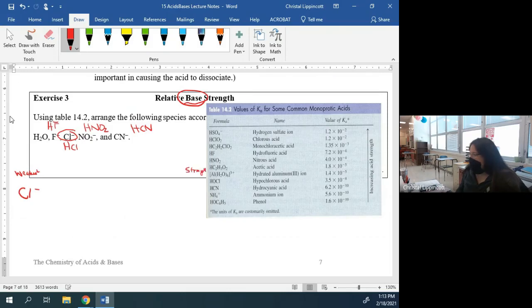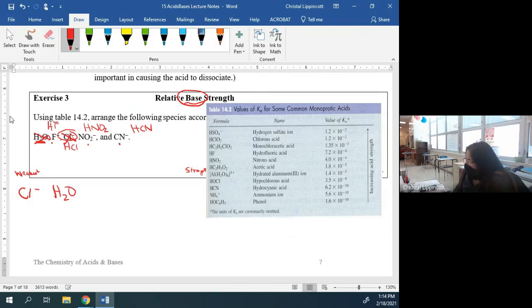Now, what do we know about water? It's neutral, right? Water's right smack in the middle of all of these. The rest of these are going to be a little bit stronger bases. So water is going to come next in our list because it's neutral. And then we've got to order the rest of these. We've got 3 left here. We've gotten rid of this one and this one so far. So now we've got to figure these out.